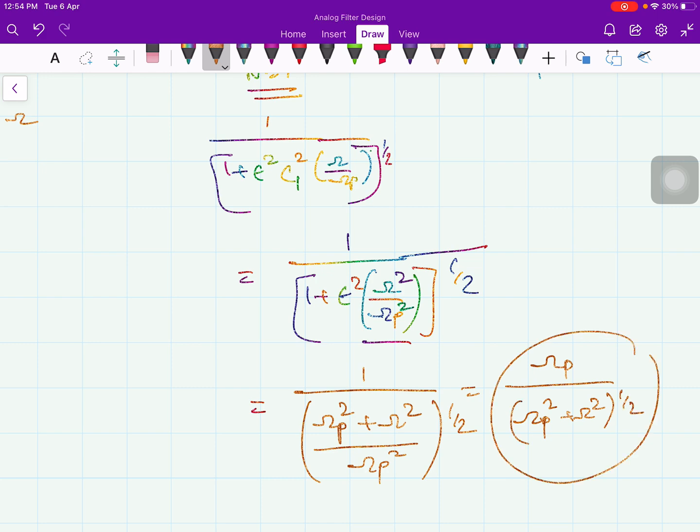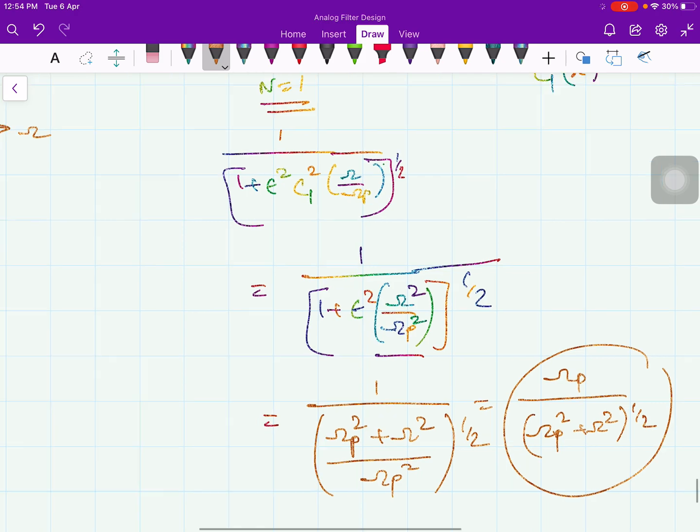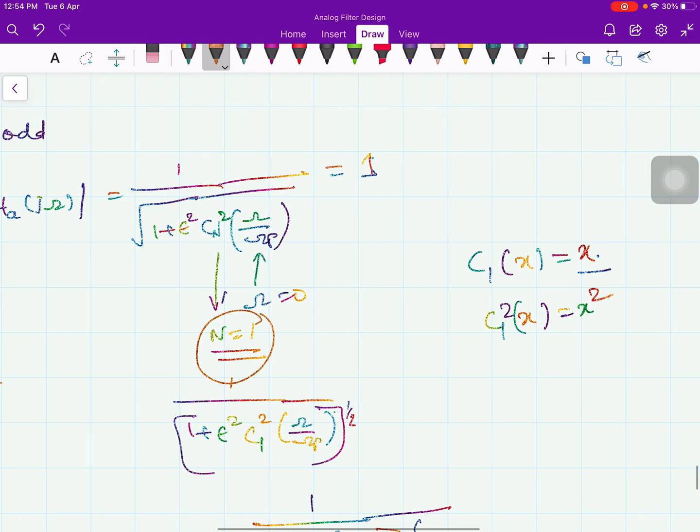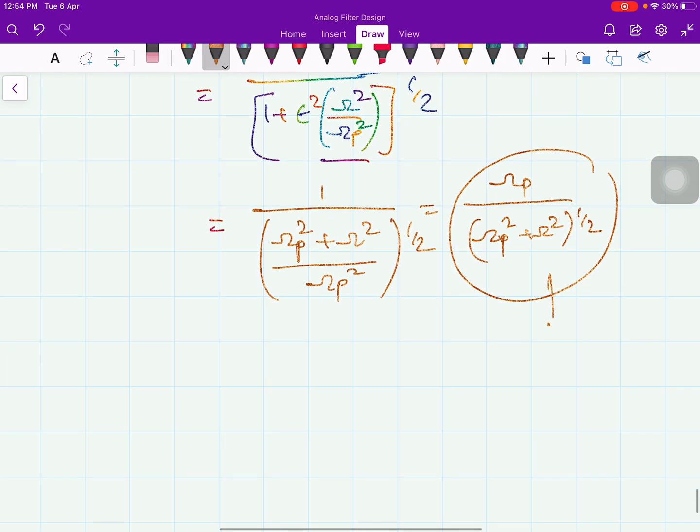This is the same as the Butterworth filter, if you recall. Therefore, when capital N equal to 1, then the Chebyshev filter and the Butterworth filter are one and the same. First order filter, either Butterworth or Chebyshev, it is the same, because the transfer function is omega p divided by s plus omega p. Okay, if you transform this into the s domain, then this becomes omega p divided by s plus omega p.